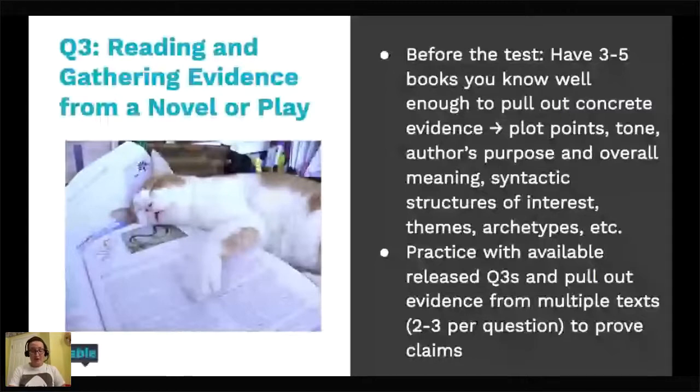If you have further questions about how to pull out evidence from a Q3 that I didn't answer, please ask. But those are my two major pieces of advice, and that should make you feel more confident about a Q3 as well.